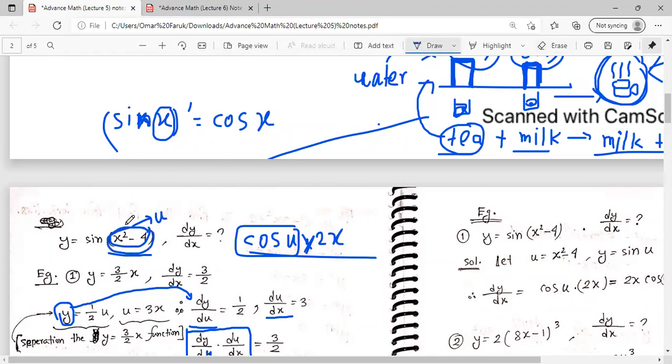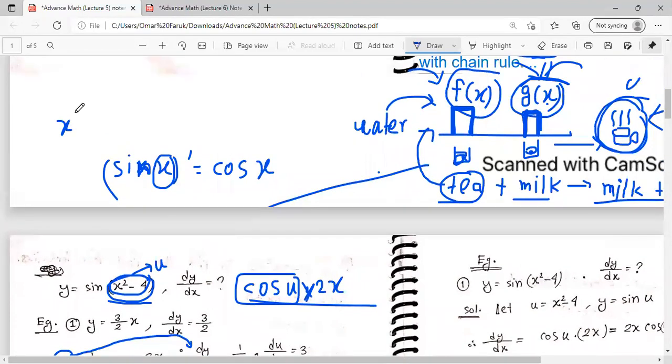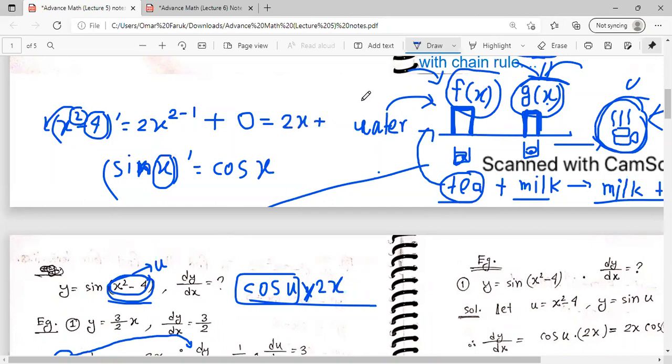So d/dx of x squared minus 4, the derivative will be 2x, because you just take the power down here, so it will be 2 and x to the power 2 minus 1. Then the derivative of a constant is 0. So this is 2x to the power 2 minus 1 plus 0. So it will make 2x plus 0, or only 2x.